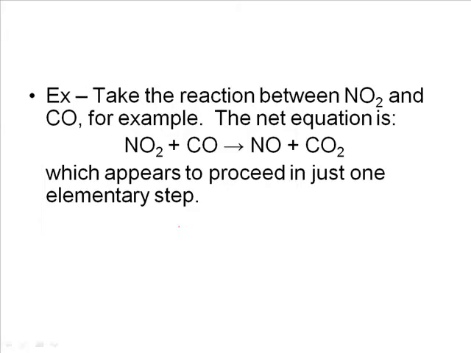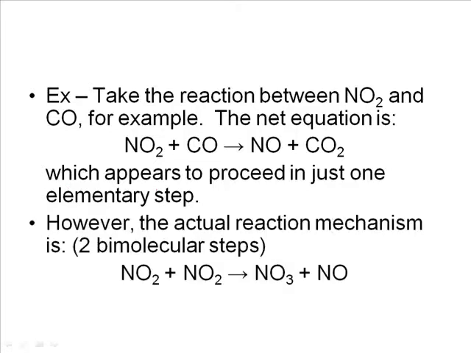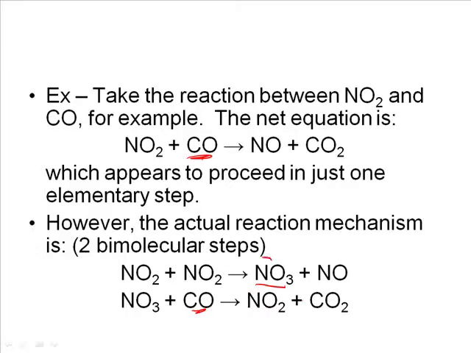So here's a reaction between nitrogen dioxide and carbon monoxide. You've got NO2 reacting with CO to make nitrogen monoxide and carbon dioxide. So basically an oxygen is trading places. That appears to proceed in just one step. However, it doesn't. It occurs in 2 steps. The NO2 reacts with itself to make NO3 and NO. Then the NO3 that's produced reacts with this other carbon monoxide that's here, and you get the NO2. So overall, notice that we're producing NO3 and we're using the NO3, so we know that that's our intermediate.